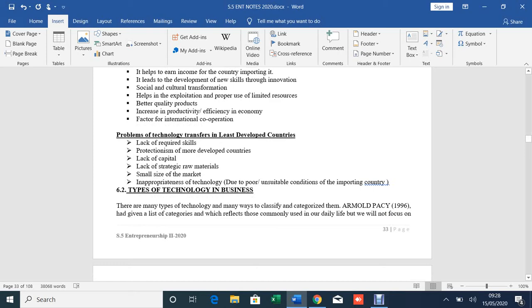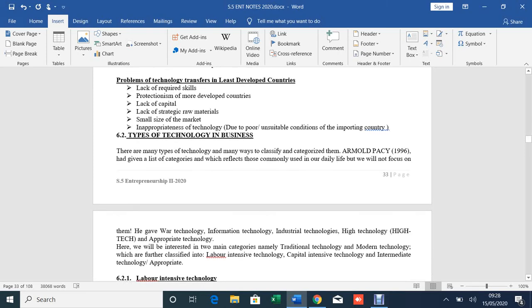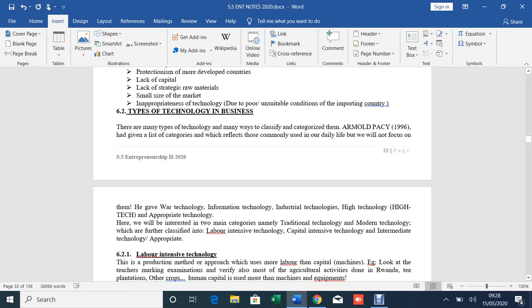Now, there is a list of categories referring to those commonly used in daily life, but we will not focus on it. In modern ways, we classify and divide technology into four types. The first is capital intensive technology. The second is labor intensive technology. The third is intermediate technology, and the fourth is appropriate technology.